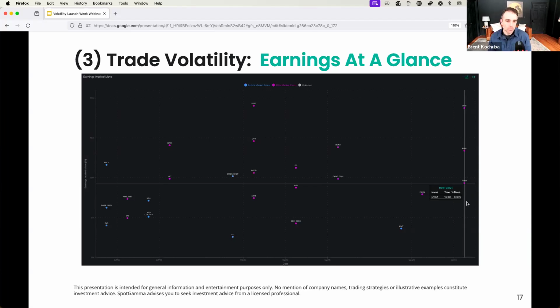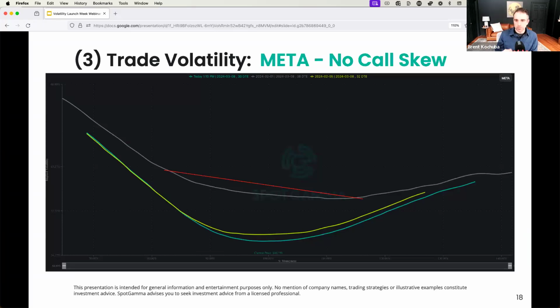So, okay, great. We have some basic information. We know earnings are coming up. The move seems a little bit elevated, but what do we actually do with that? How do we actually dig into this? For that, we're going to look at skew and a couple of other dynamics to interpret what we think may happen.